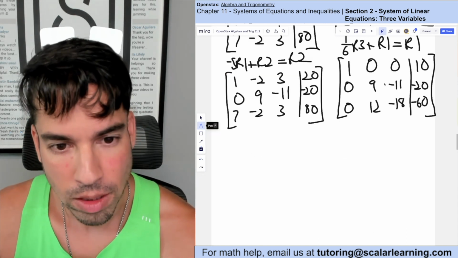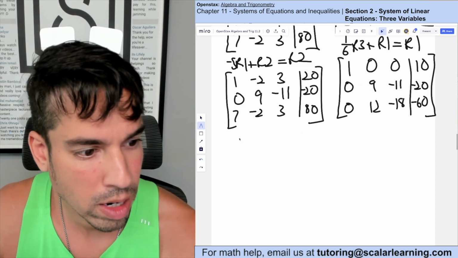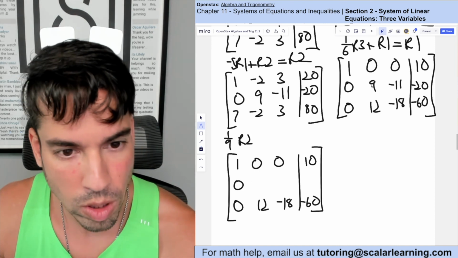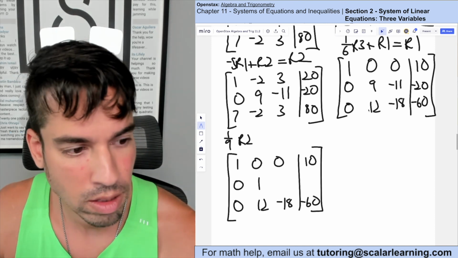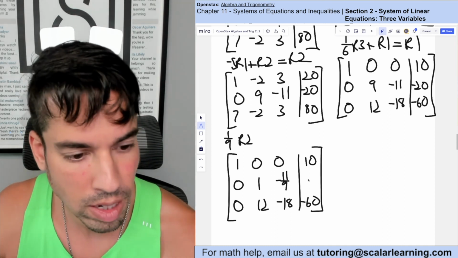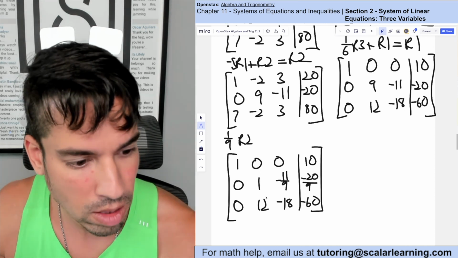All right, now let's make a little bit more room and let's flip this to 1 next. So I'm going to multiply row 2 by 1/9. Let's see what we get. So we got 0. 1/9 of 9 is 1. 1/9 of negative 11 is negative 11/9. 1/9 of negative 20 is negative 20 over 9. All right, cool.